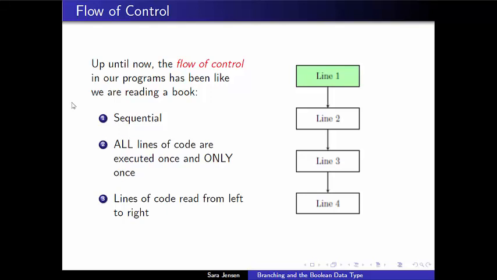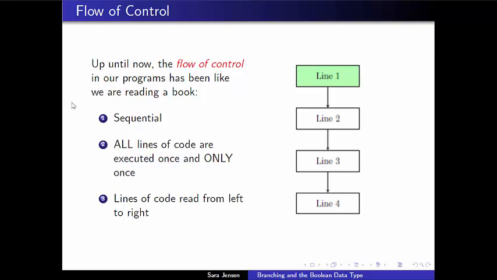Now, before we can really get to what branching is, I'd like to take a moment to talk about flow of control. Flow of control is the order in which the computer executes our lines of code. At this point in time, we have been writing very simple programs, and the way that the computer executes the code should feel very natural to us because it's just like reading a book.